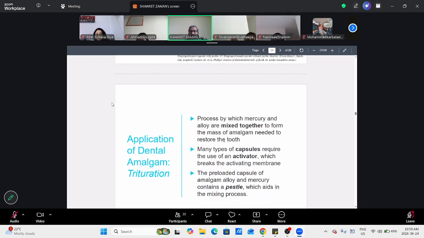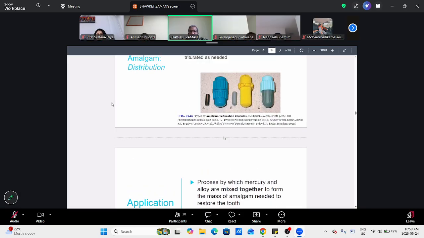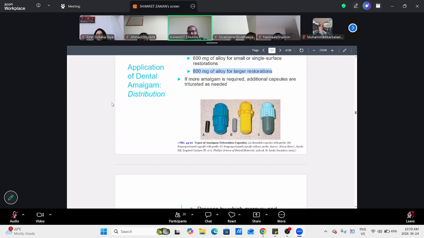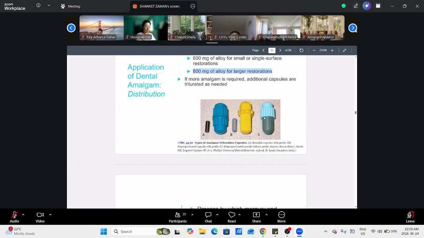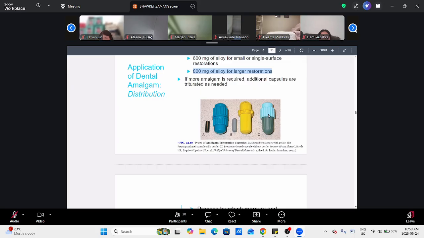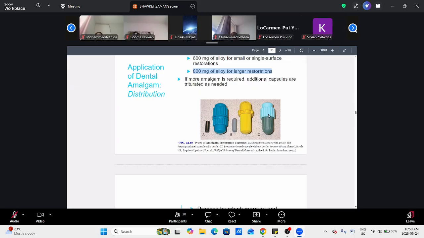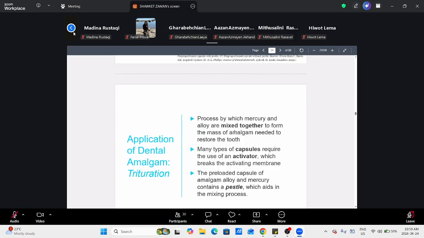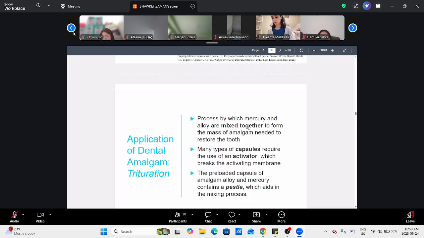Amalgam comes together in the form of a capsule with an upper part and a lower part. One part contains the mercury and the other part contains the powder. The powder and the mercury are separated by a diaphragm. They don't mix together until they go for the amalgamator procedure, the trituration. Trituration means mixing. The process by which the mercury and powder are mixed together to form a mass of amalgam to be restored to the tooth structure is called the trituration process.